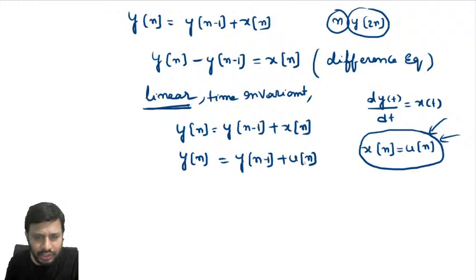You can solve this one in different ways. Observe here. Do one thing. Substitute n is equal to 0 in the output. What happens?